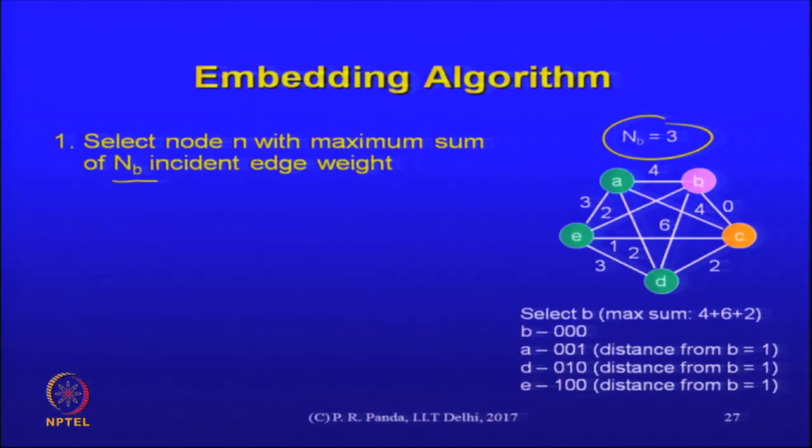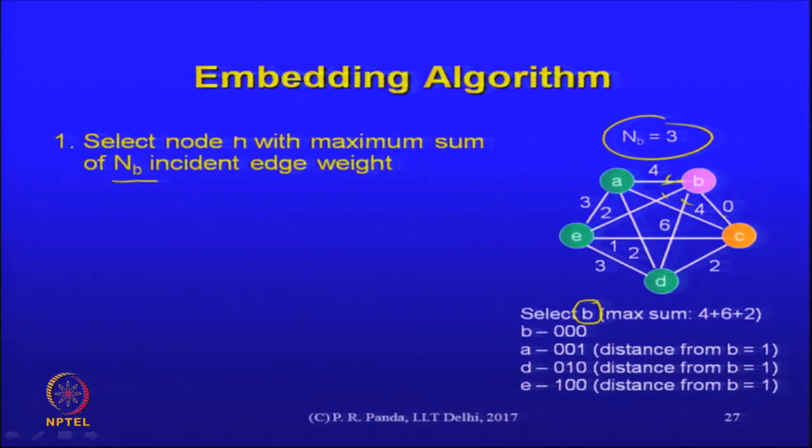Why B? Because if you add the 3 heaviest edges that are connected to it, it would be 4 plus 6 plus 2. That 4 actually is not there. So these 3 edges. The fourth one is 0, so that does not count, the other 3 count. So that is my heaviest node.